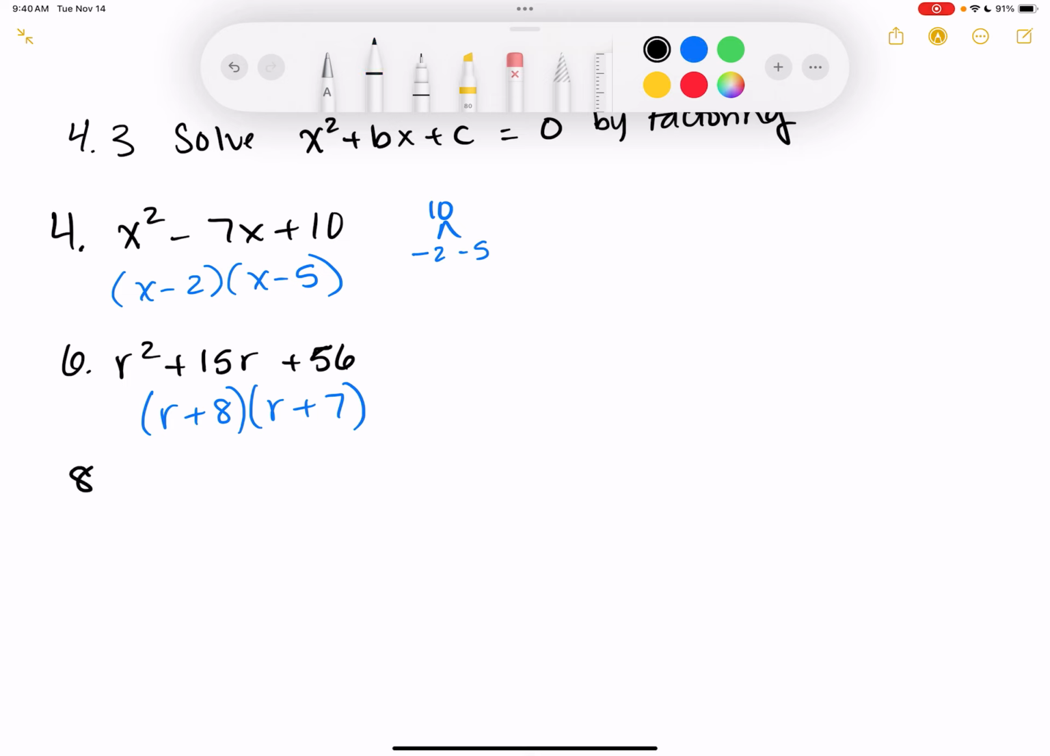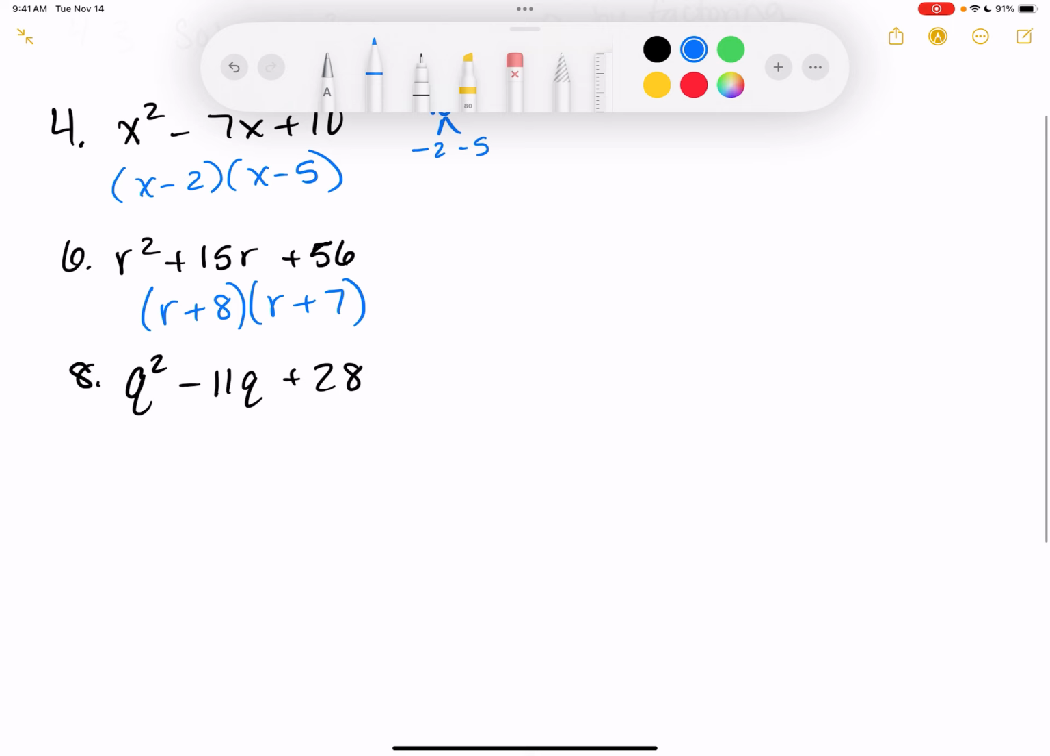8q squared minus 11q plus 28. So I need factors of 28 that when I add them together, I get negative 11. Negative 7 and negative 4. So (q minus 7) and (q minus 4).